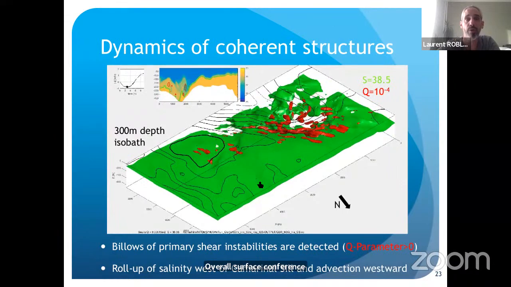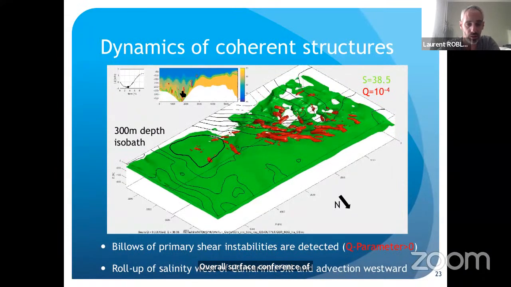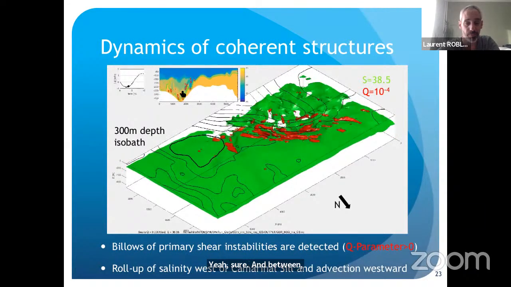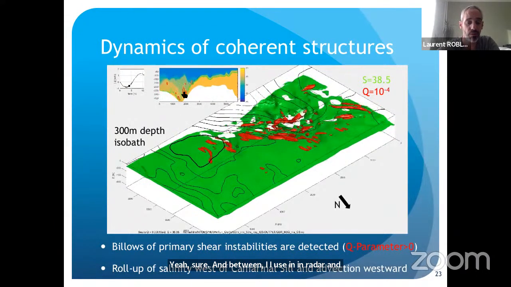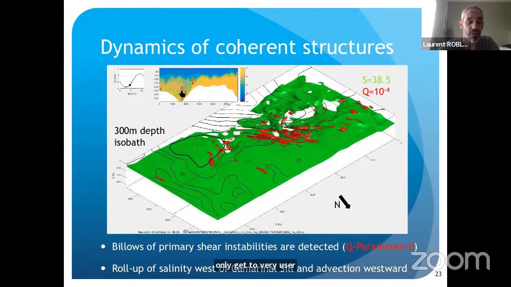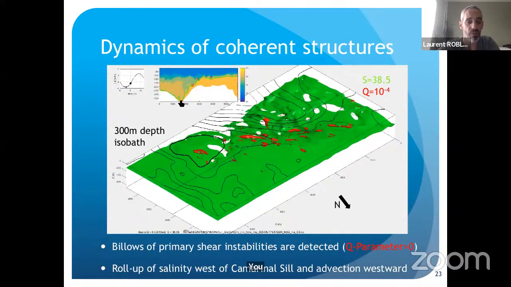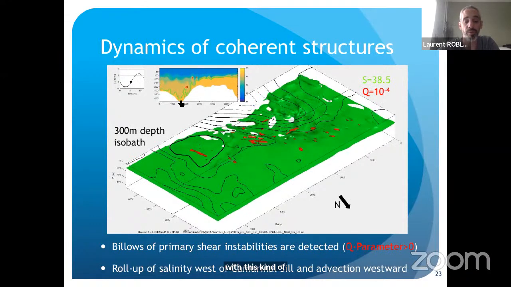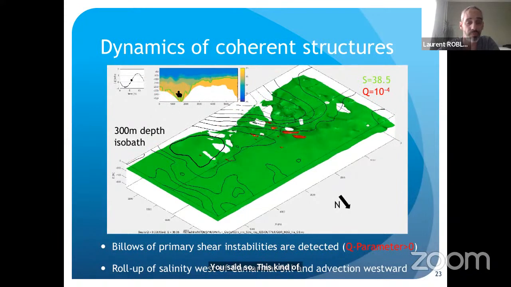The temporal evolution of Q shows oscillation between high values in red, the center of the billows, and low negative values, the shear layer between two consecutive billows, for instance. This kind of structure is numerous between the Mediterranean vein and the Atlantic waters, and they are carried westward by the Mediterranean outflow.